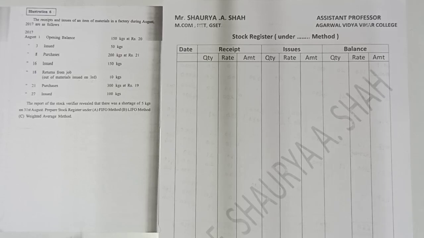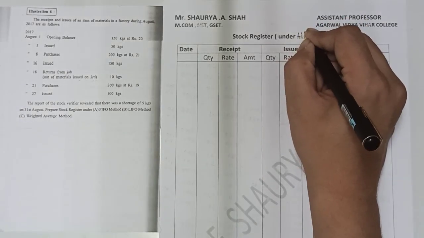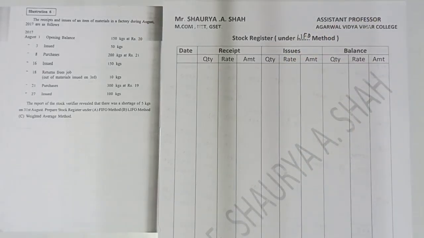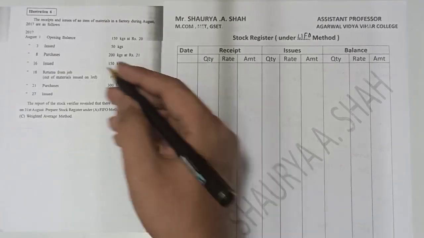Now the same procedure we will be following. You can see the difference between both the sums, right? What is the main difference? It starts from your issue. So this is the stock register under the LIFO method, right? Everything will remain the same. Now we'll be going a little bit quicker so that you come to know.